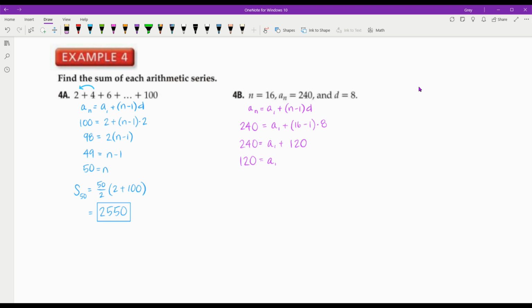So now I'm going to go to my formula, S sub 16, because n was 16. First term is what we just found, 120, and the last term is 240. So when you simplify that, I hope you can put that in your calculator in one fell swoop, you get the right answer, which is 2,880. Okay.